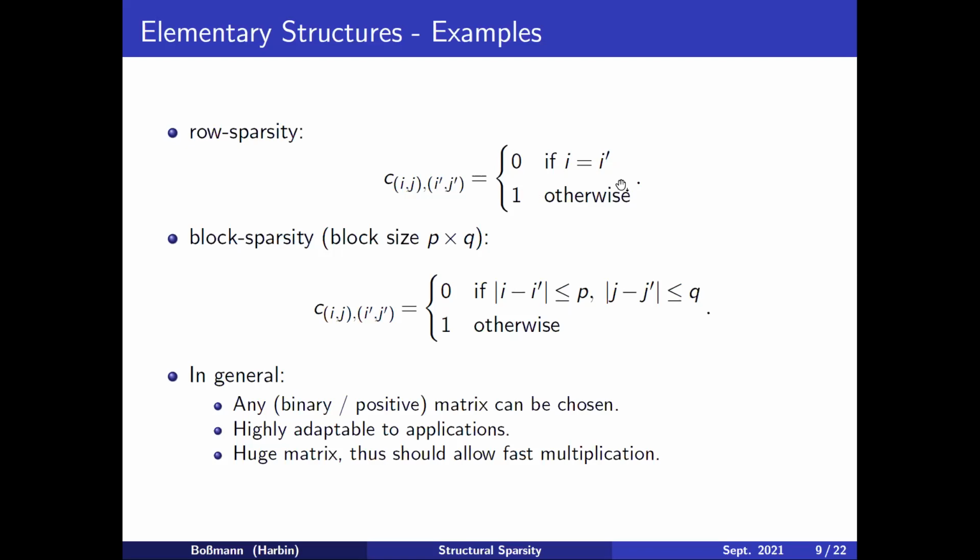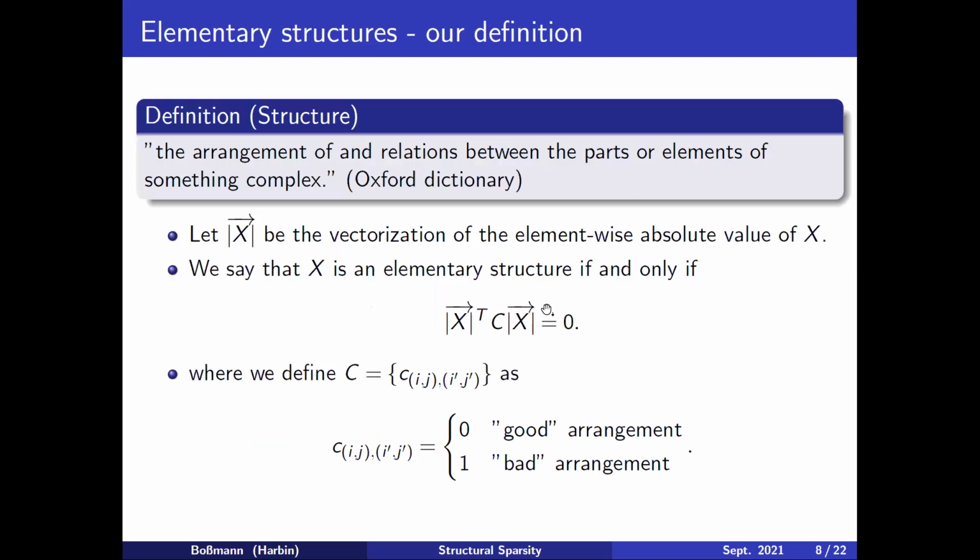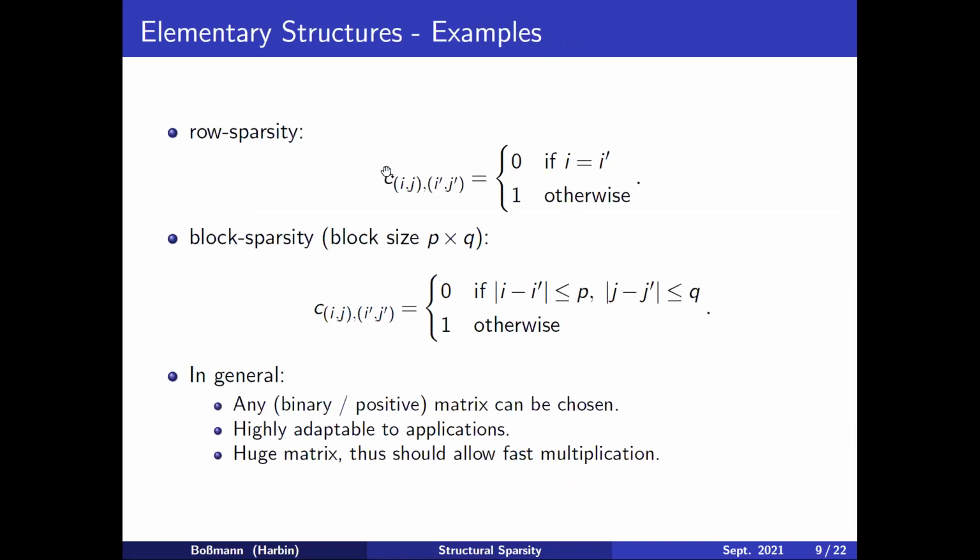Now maybe I go back once more. Consider this quadratic form here. If the matrix X only has entries in the same row, that means each non-zero pair you can build is in the same row and will have a weight of 0 because it's a good arrangement. That means all of this here will be 0. So the elementary structures of row sparsity that we form by this condition are all matrices that have exactly one non-zero row. So we see row sparsity works with this kind of model.